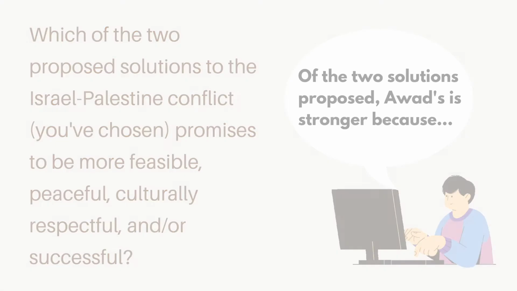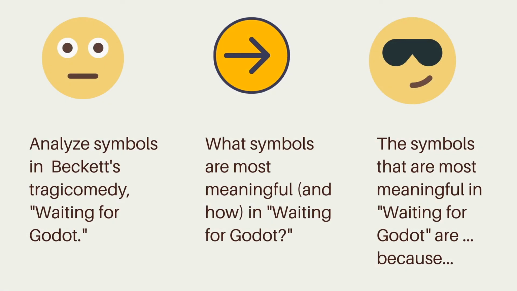successful? Here's another example. When the prompt, analyze symbols in Beckett's tragicomedy, Waiting for Godot, is transformed into a question, like, what symbols are most meaningful and how in Waiting for Godot? The beginnings of an answer, a thesis statement, are possible. The symbols that are most meaningful in Waiting for Godot are ___ because ___. Now, fill in the blanks.